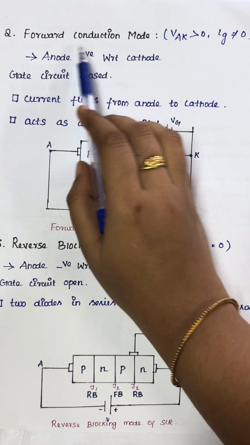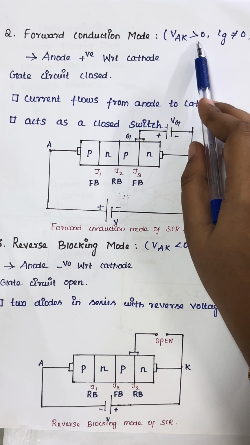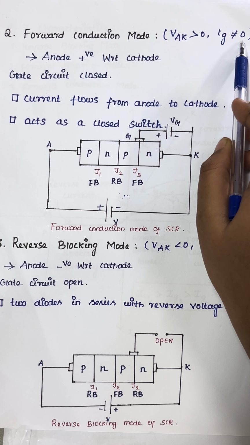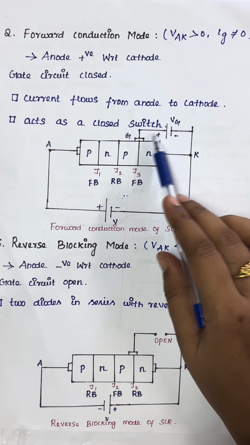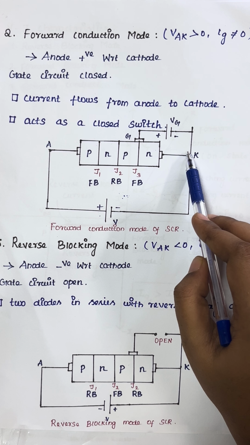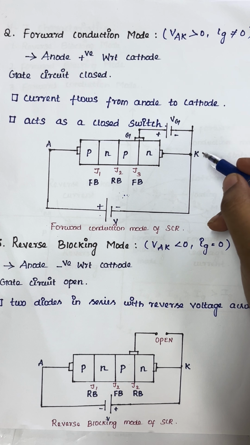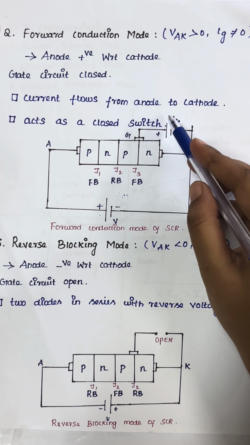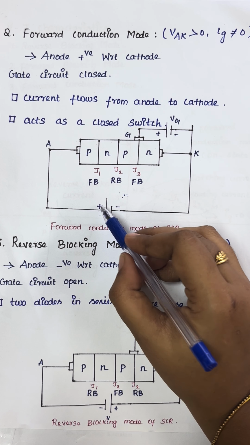The second one is the forward conduction mode. Here we have applied an anode-cathode voltage greater than 0, that means positive, and the gate current is not equal to 0, that means the gate current is positive. The anode is positive and the cathode is negative, so it is forward biased, and the gate is positive with respect to cathode. So what is the operation here? The current flows from anode to cathode, because the positive voltage is applied here.